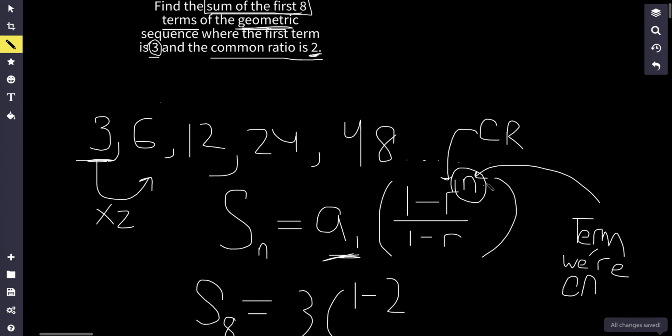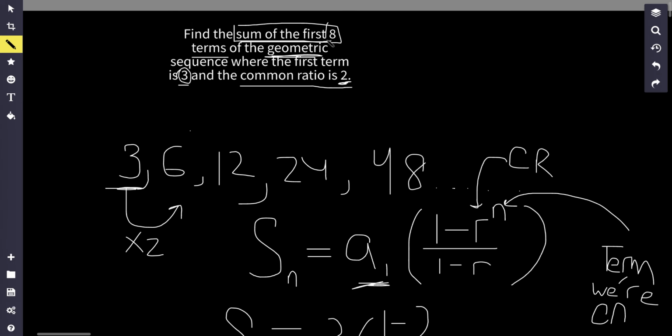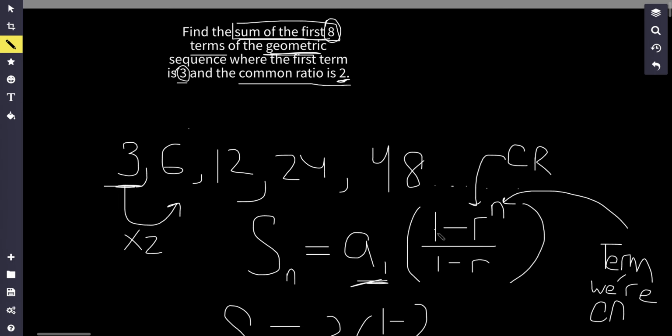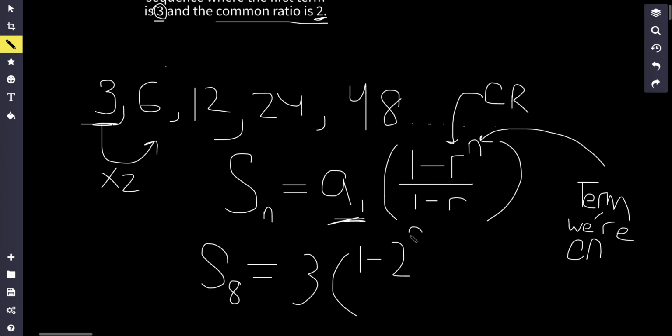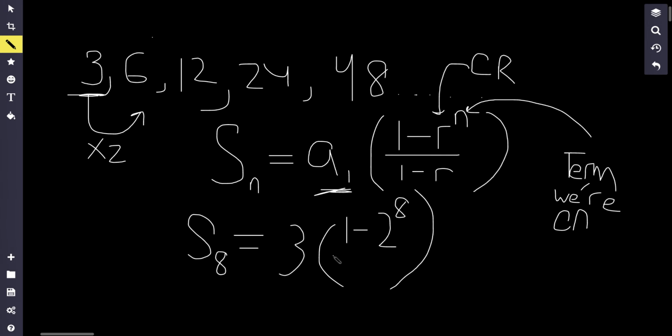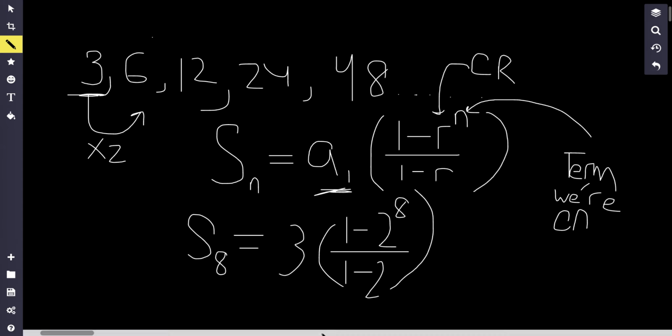The n just represents the term we're on. In this case, we're trying to find the first 8 terms, so instead of this n right over here, I'm just going to put an 8. And then this is going to be divided by 1 minus the common ratio. We said that was 2.